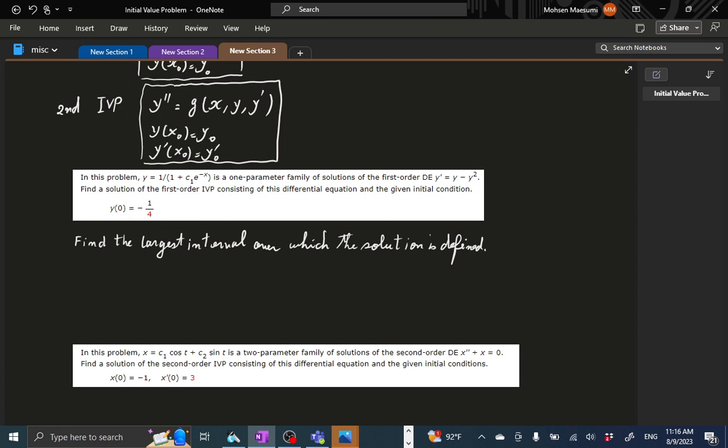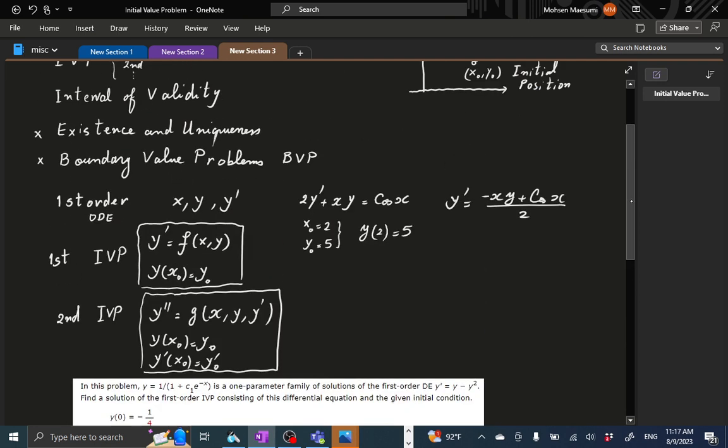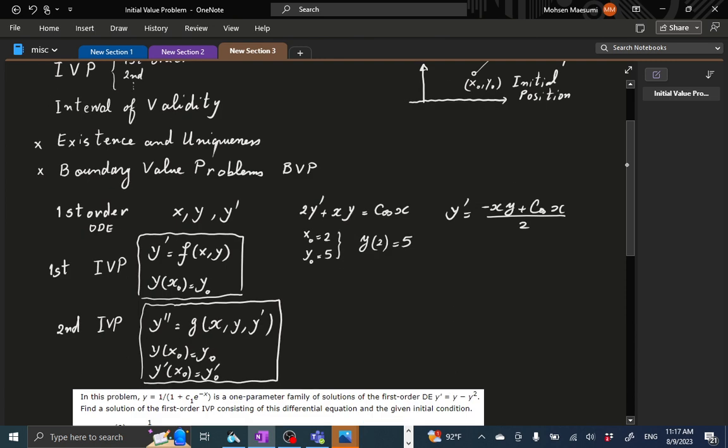y of 0 is equal to minus 1/4. And then the question is, and I'm adding something to this, find the largest interval in which the solution is defined. So that is just to remind us of the issue of interval of validity. Remember we talked about that last time, that you have the issue of the domain coming up in differential equations in the context of interval of validity. So let's see.